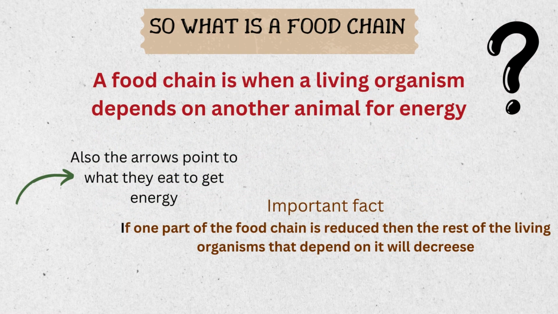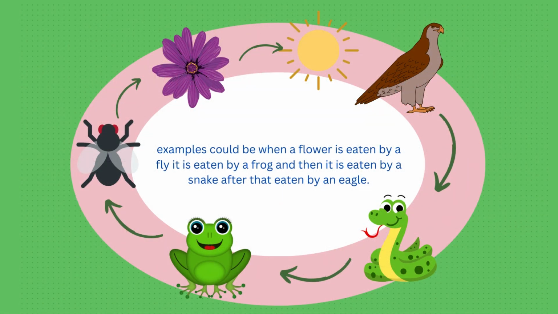Well, here's the big question for today. What is a food chain? Well, a food chain is when a living organism depends on another for its energy. Here is an example of a food chain.